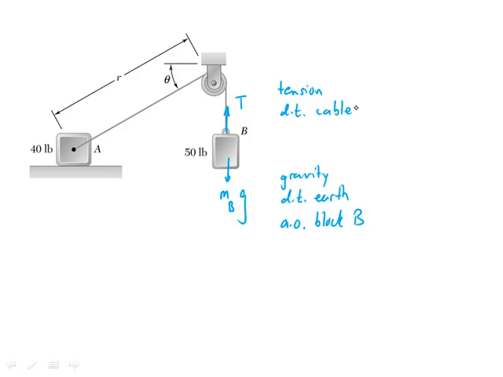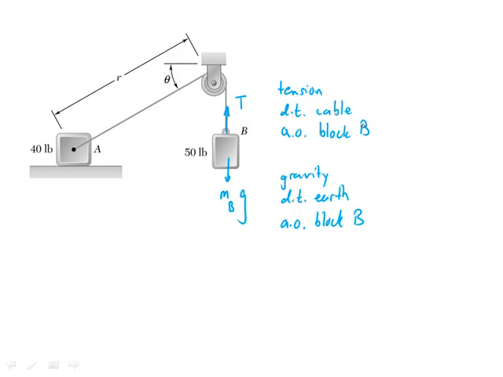Now it could also be due to like an iron bar or a handle, like a metal handle, something that's not going to bend. And that tension can either be outward or inward. So it can be a tension or a compression. Go back to your statics class to think about that. This is, of course, acting on block B.